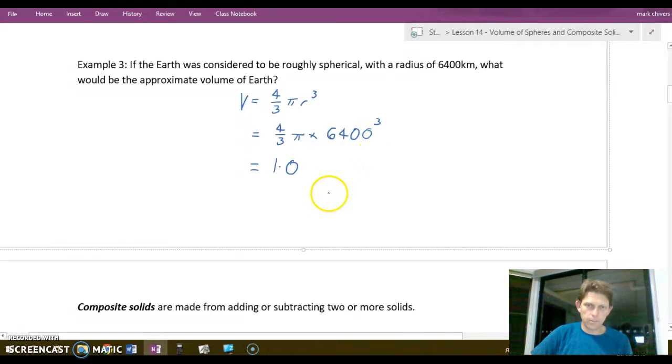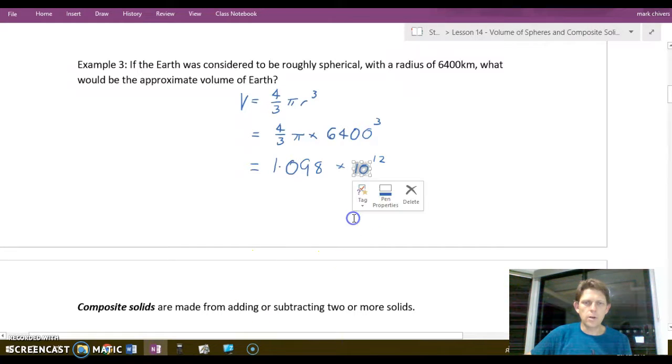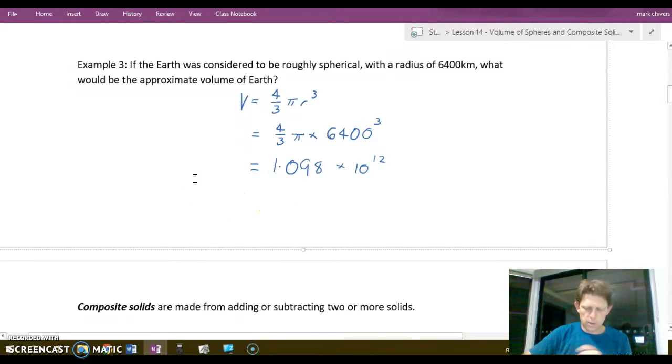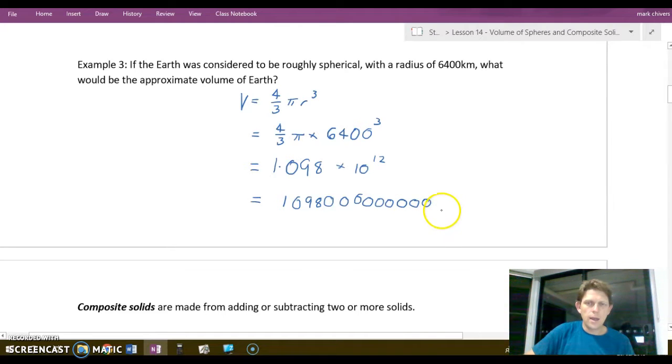So 1.098 times by 10, and I think the power was 12, but I'll have another look at my calculator just to be sure. So that's right, yes, times 10 to the power of 12. So if I wanted to, I could maybe even write that out. So 1098, I've moved the decimal place 3 times, 1, 2, 3. I still need to add 9 more zeros. 1, 2, 3, 4, 5, 6, 7, 8, 9, and we're in kilometers, so that's kilometers cubed.